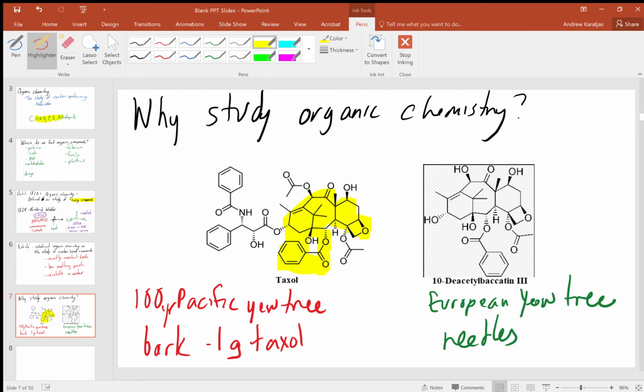How important is it? Well, at its peak in around 2001, Taxol had a little over $1.5 billion in sales. So pretty important compound. But without that combination of nature and organic chemistry, we would never have been able to use it.